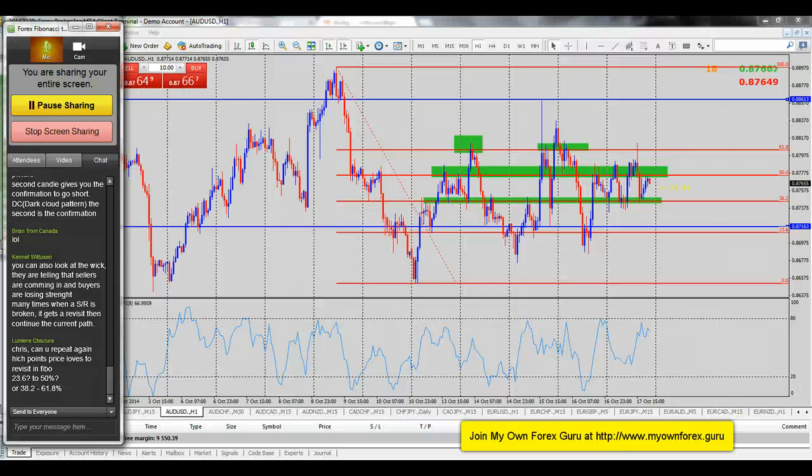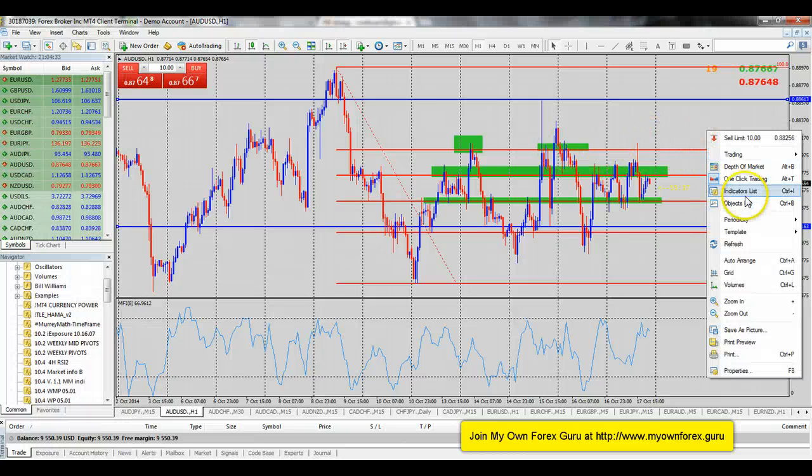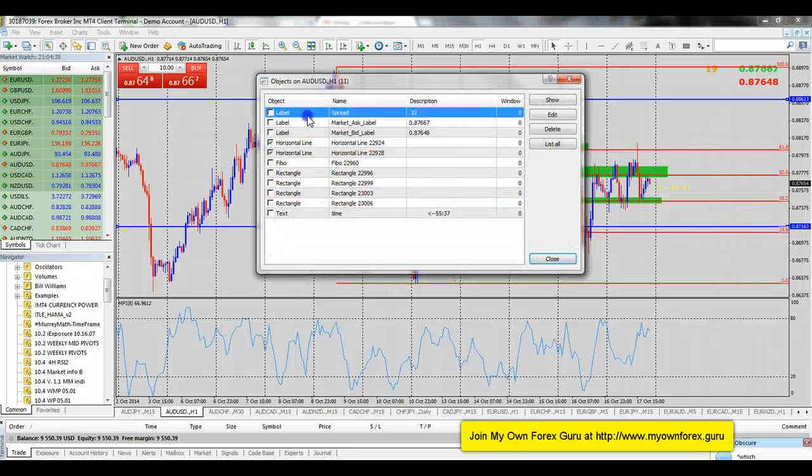23.6, 38.2, 50, and 61.8. Those are your high points. Those are the ones you want to pay attention to. So when you pull out a fib, those are often the areas where you see things happening.